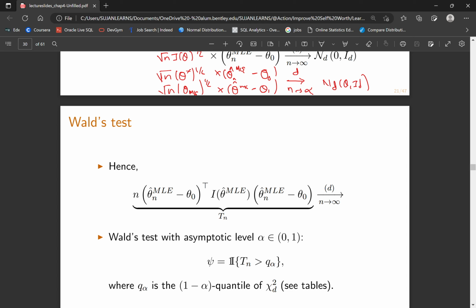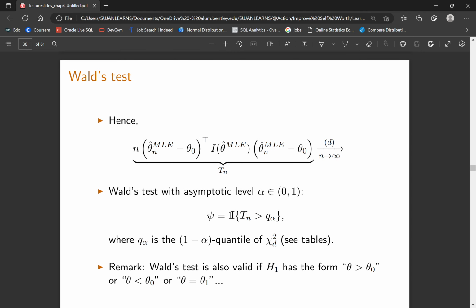Welcome back to our statistic learning session. Today we'll be talking about Wald test. What is Wald test? Wald test attempts to measure the distance between two vectors, theta MLE and theta naught.